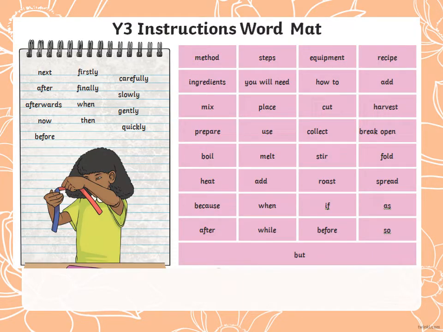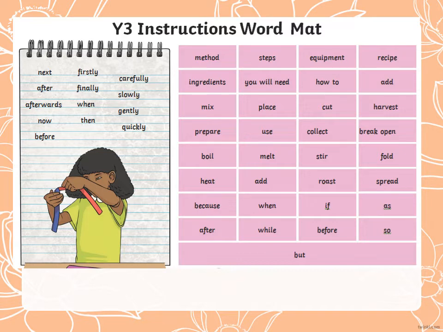Some of the ideas that we're going to use today might come from this word mat. There are lots of verbs here in purple boxes. Things like mix, place, cut, harvest, fold, stir, melt, heat, add, roast, spread. I think you know where we could use those in our instructions.